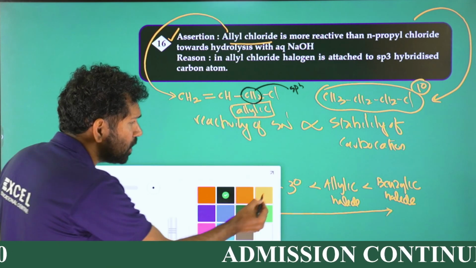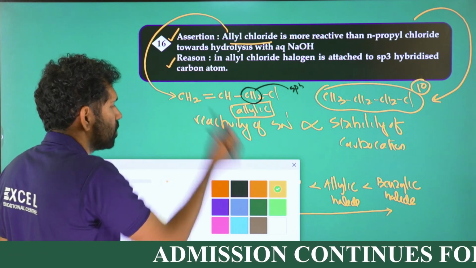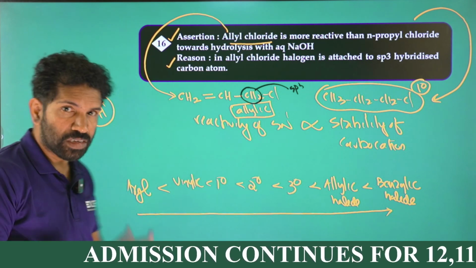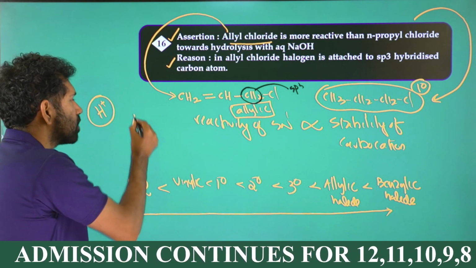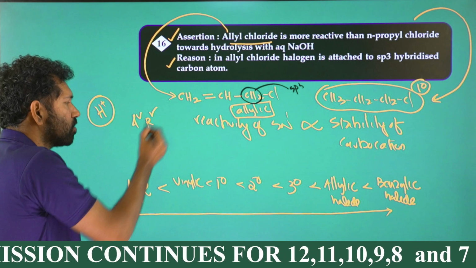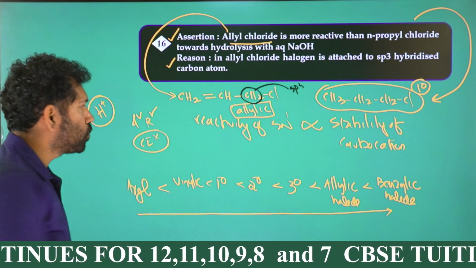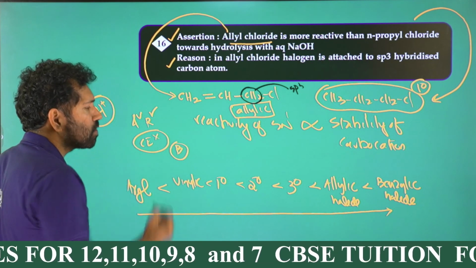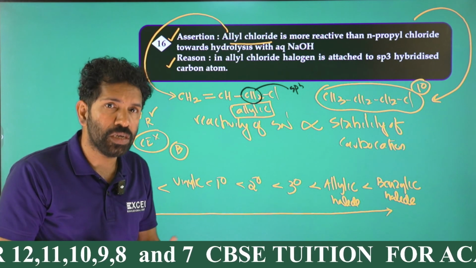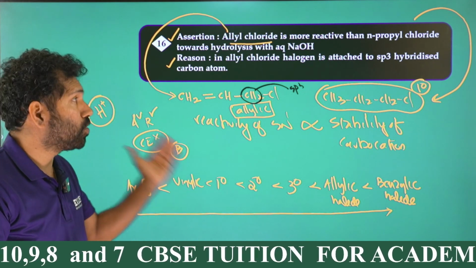So the reason is correct. Assertion is correct. Reason is correct. But not the correct explanation. So the answer for this one will be option B. Assertion correct, reason correct, not the correct explanation.